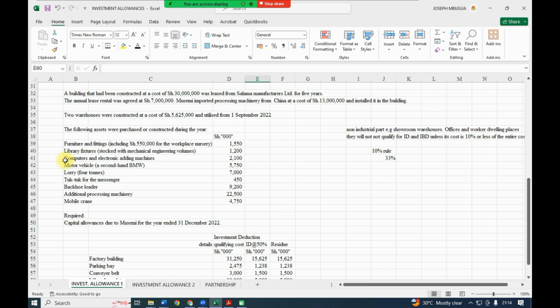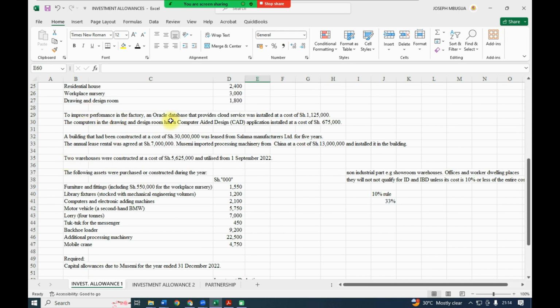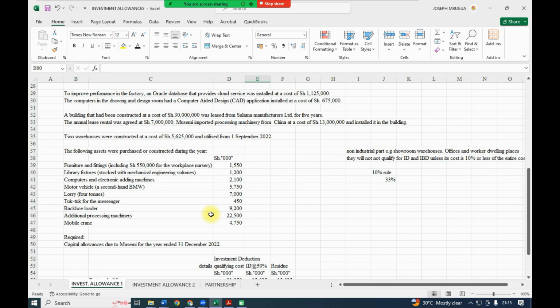And any other, so that we drag the others that we are leaving, they'll qualify for wear and tear. The card, these are softwares, wear and tear. The two warehouses, again that one is under the IBD. So the following assets were purchased or constructed during the year. We have furniture, library, computer, motor vehicle, lorry, tuk-tuk, backhoe loader.